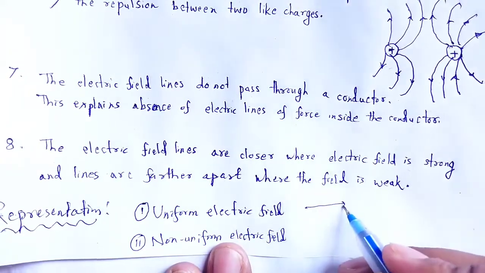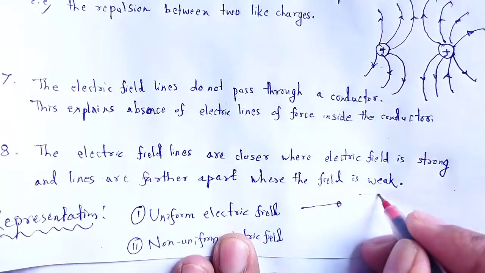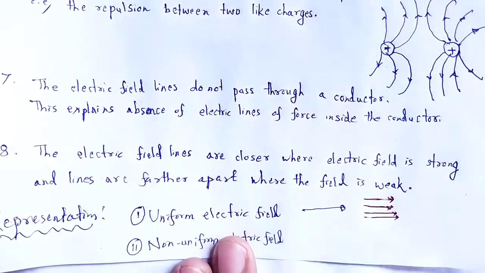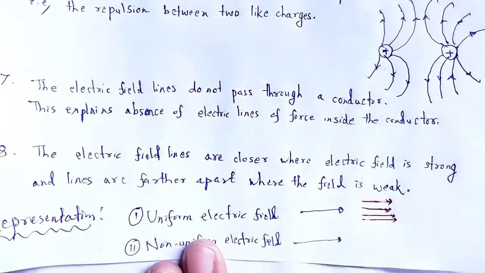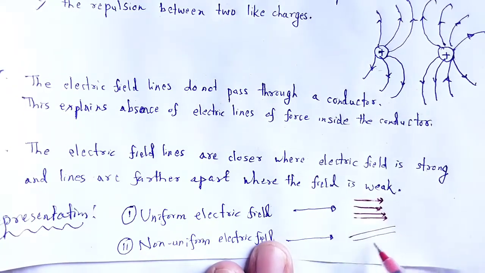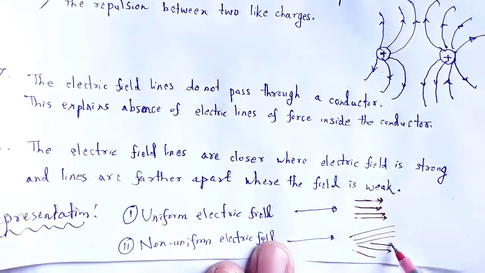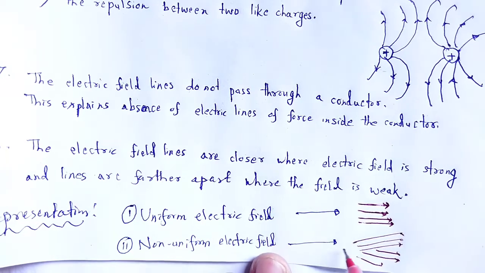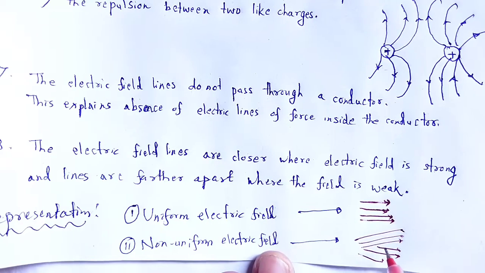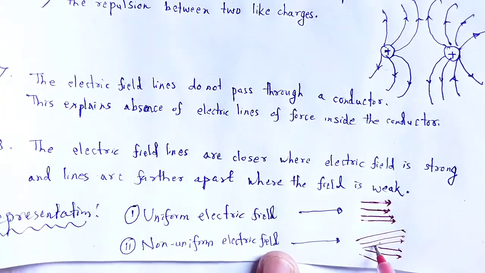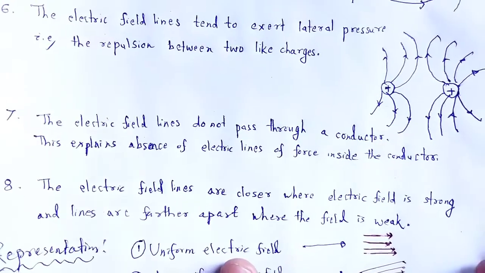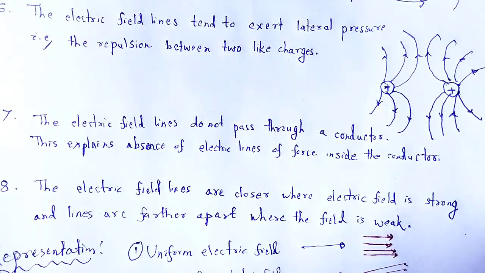The uniform electric fields are represented as these uniform electric field lines, and the non-uniform electric fields are represented as these non-uniform electric fields. A uniform electric field has the same intensity at all points, whereas a non-uniform electric field does not have the same intensity at all points. So, in this way we represent uniform and non-uniform electric fields according to the field strength or the density of electric field lines.